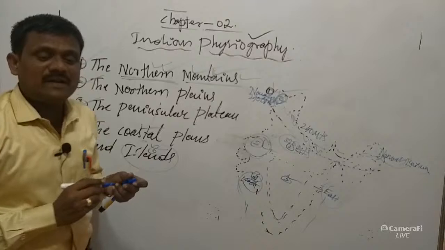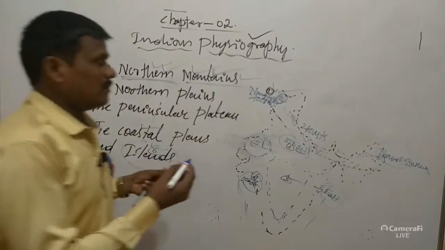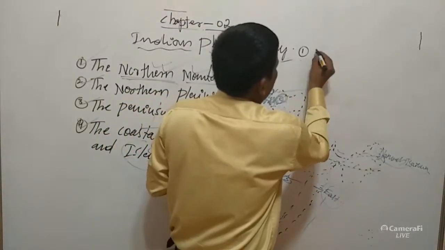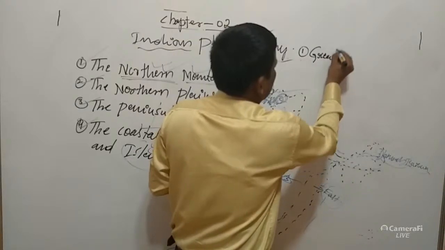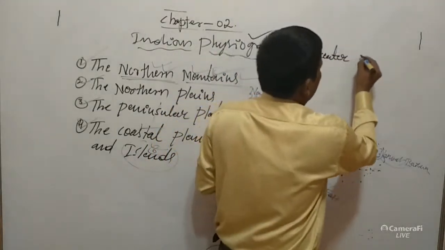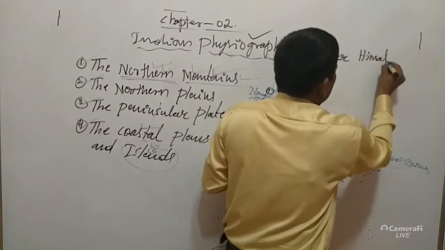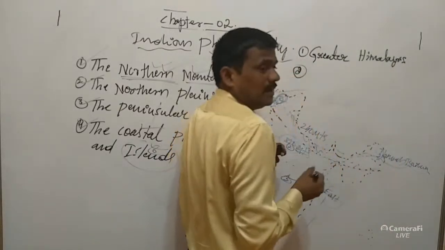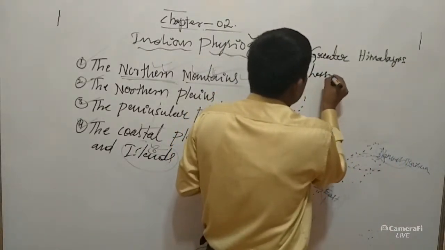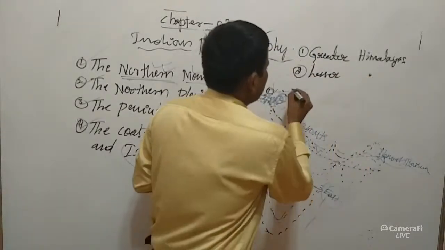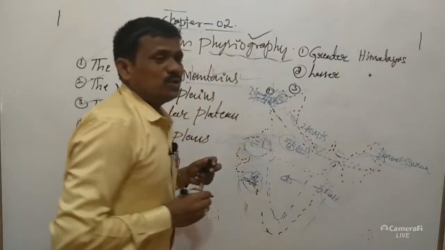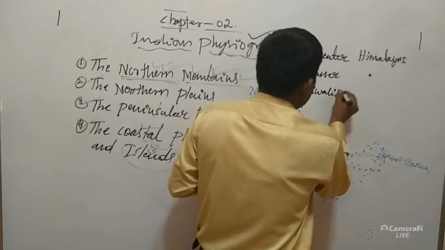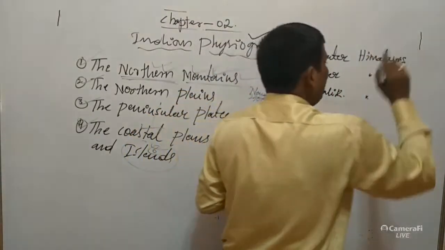The northern mountain is classified into three important ranges. The first and most important is the Greater Himalaya. The second is the Lesser Himalaya. The third important one is the Shivalik Range.